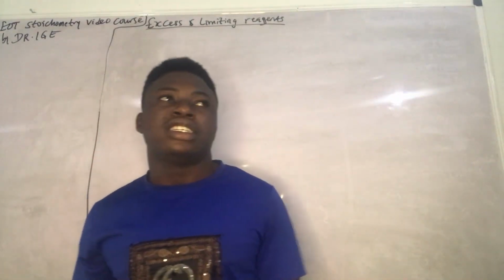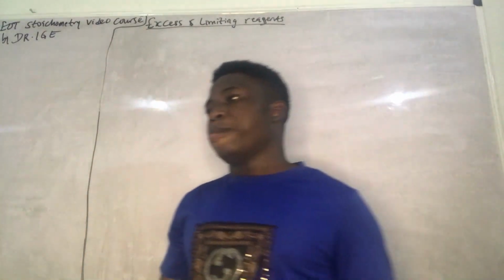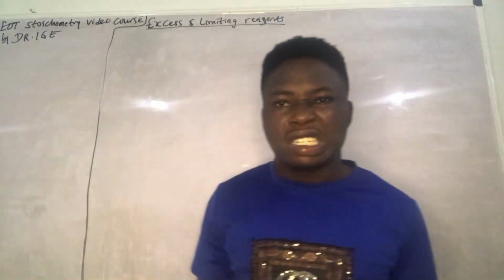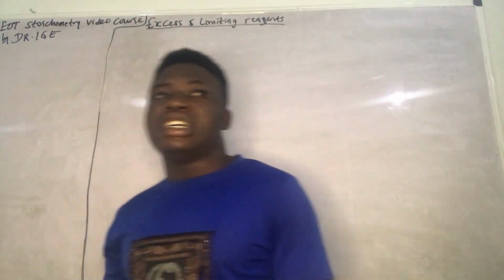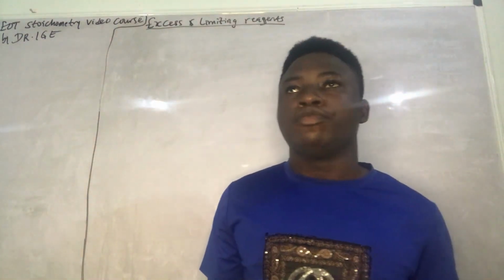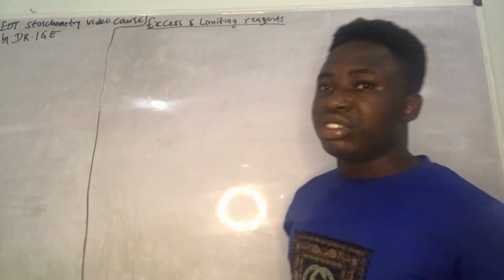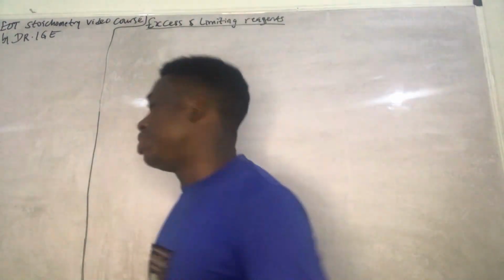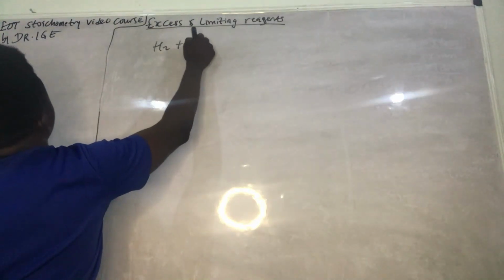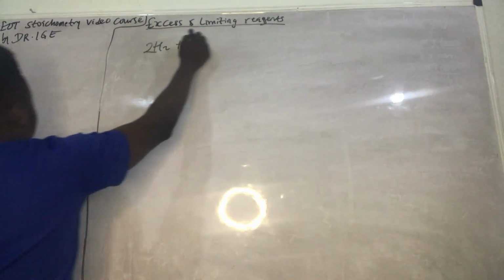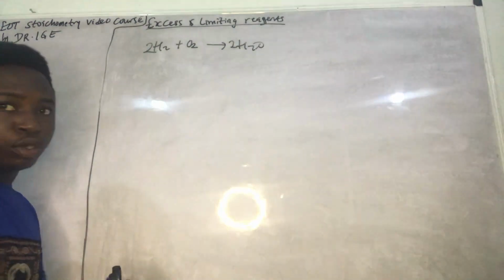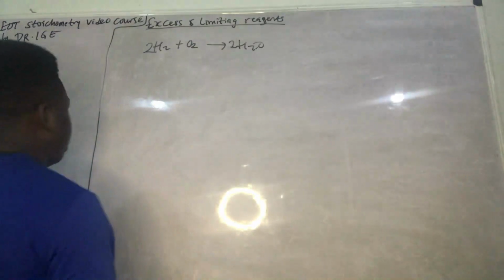Now, when we say excess and limiting reagent, if something is in excess, it means it's more than enough. If something is limiting, it means it's not sufficient. Now there are some chemical reactions whereby you have, let me write an equation. You see that this is kind of different from what you have observed ever since. For instance, 2H2 plus O2 gives us 2 molecules of water. Now you know this equation normally, right?